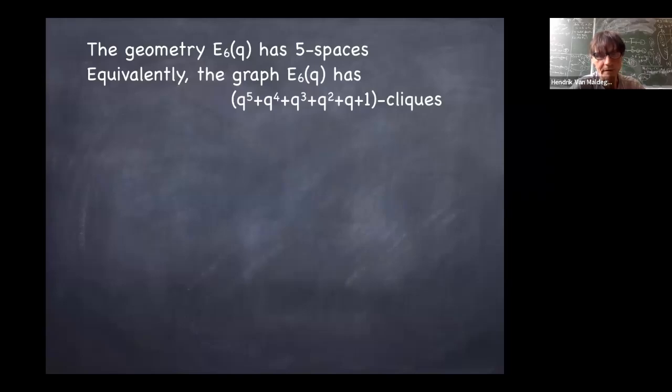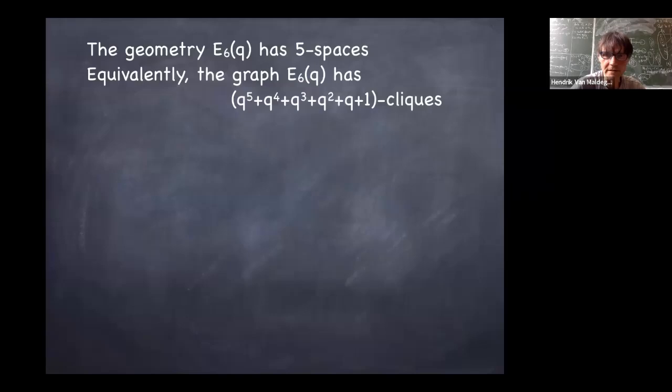And no more dimensions. This is the maximal dimension that is possible. So in fact, equivalently, this means that the graph E6Q has cliques of the size q to the 5th plus q to the 4th, etc. And not a single vertex more. So it has these maximal cliques.